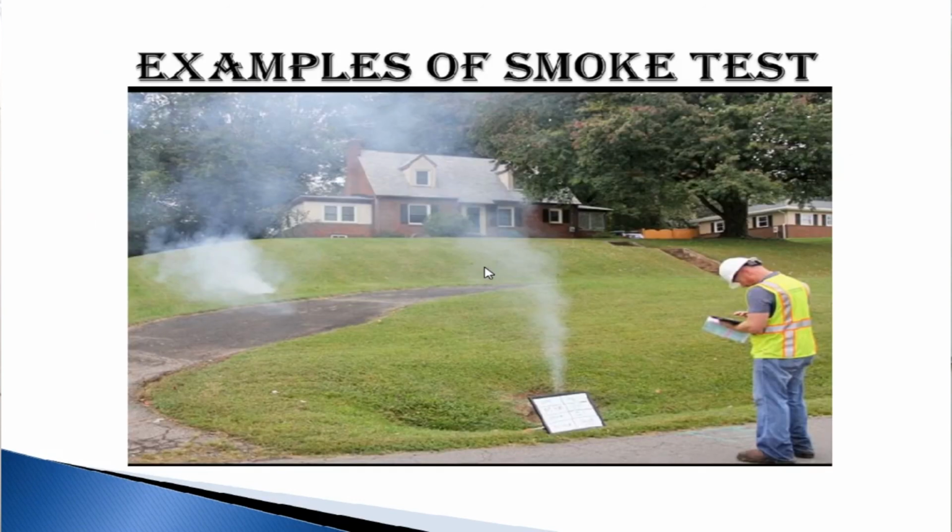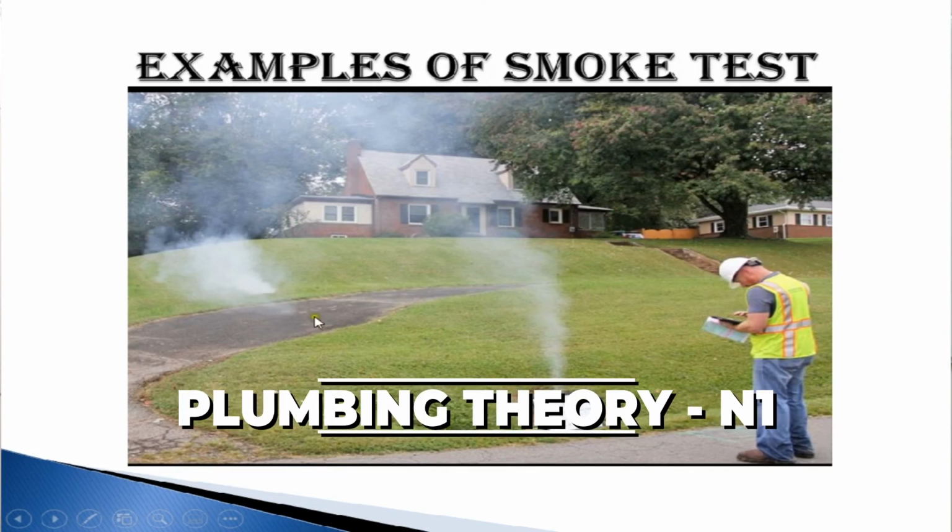Examples of a smoke test: as we can see, the inspector is standing on one end. A smoke machine is placed into the sewer line, smoke is introduced, and it escapes on the other end, which is an opening. If in between there's a leak, we know there's a problem.